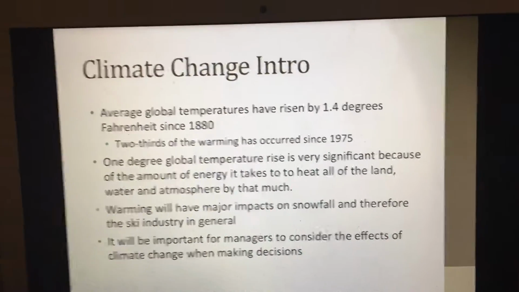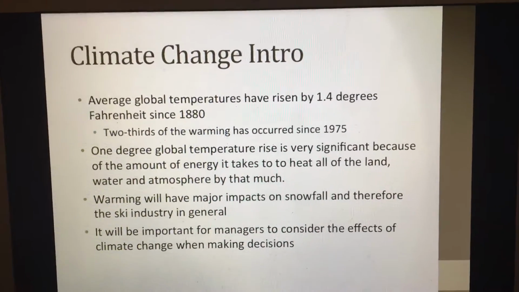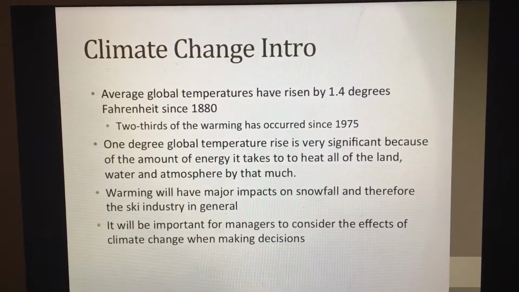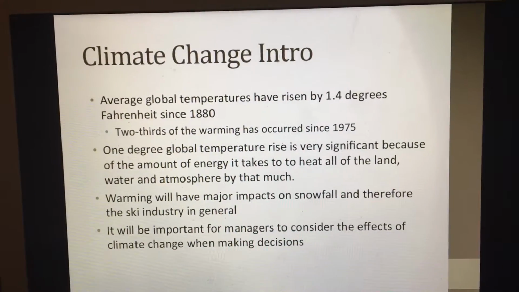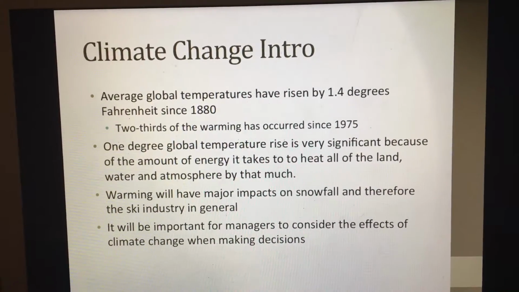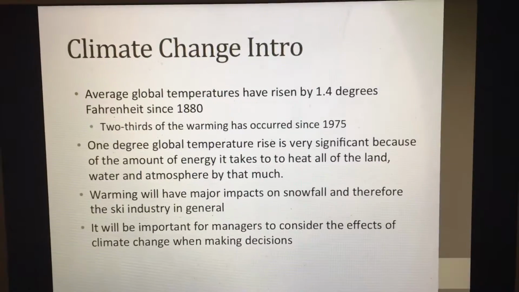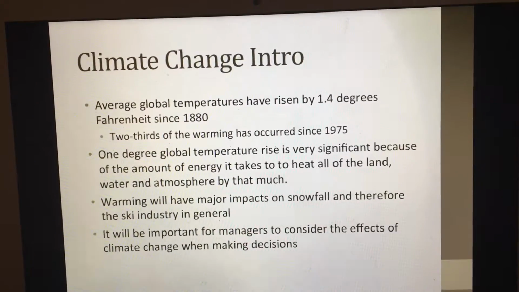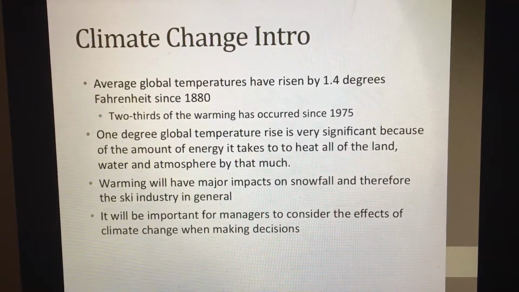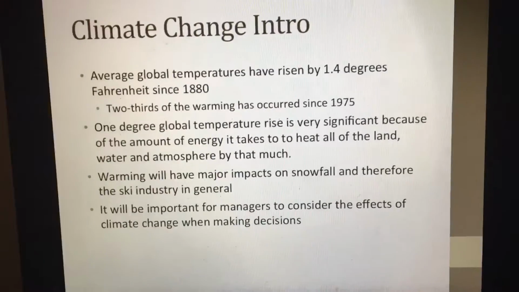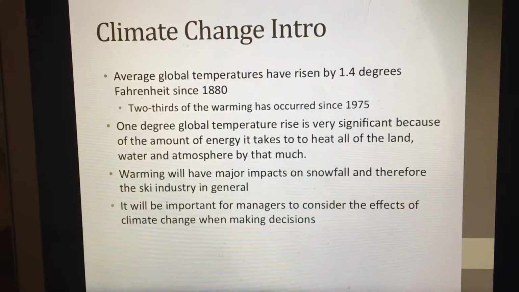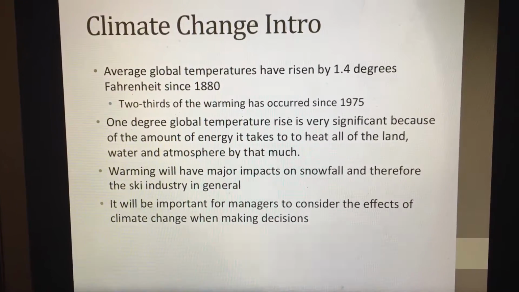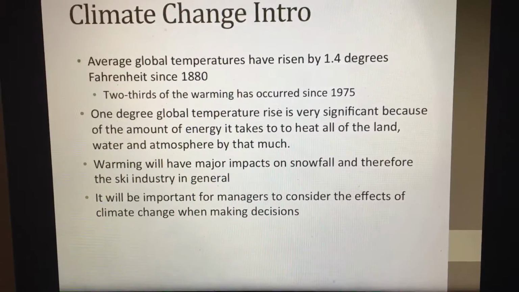So a little intro to climate change. Average global temperatures have risen by 1.4 degrees Fahrenheit since 1880, and that's about 0.8 degrees Celsius. Two-thirds of the warming has occurred since 1975 due to the Industrial Revolution. A 1 degree global temperature rise is very significant because of the amount of energy it takes to heat all of the land, water, and atmosphere by that much. Warming will have major impacts on snowfall and therefore the ski industry in general in the near future, and it will be important for managers to consider the effects of climate change when making decisions.